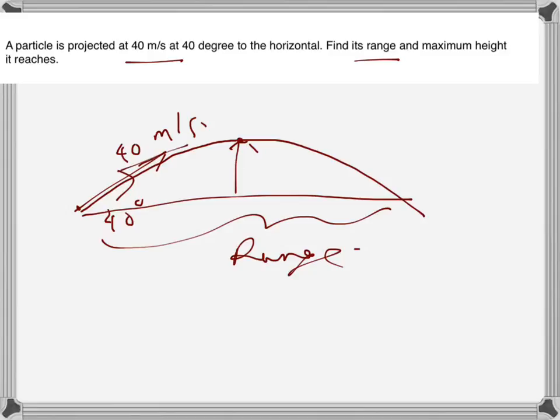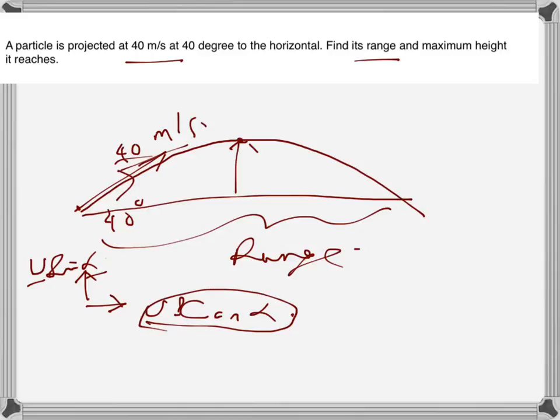So the initial velocity will have two components, a vertical one and a horizontal one. U cos alpha will be the horizontal and U sin alpha will be the vertical one. So U is 40 and alpha is also 40 degrees. The horizontal one, U cos alpha, will be constant throughout. It won't change throughout the travel path. But the vertical one will be affected by gravitational acceleration.